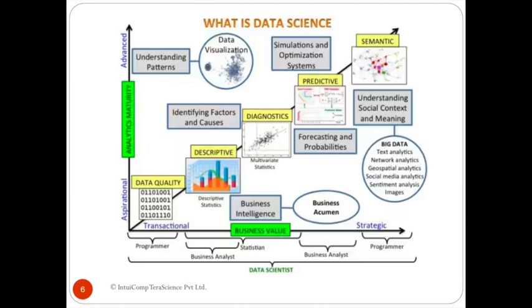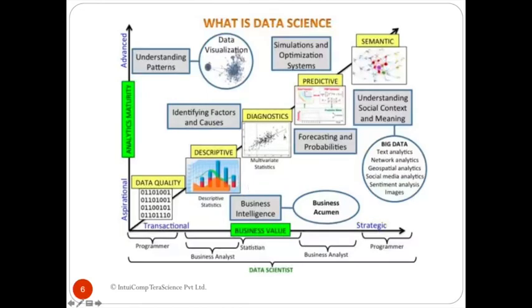Next, let's understand what is data science and what is the implication of a data scientist. So it depends on the programmers and how the programmers take it from the transactional level to the data quality, and then it goes through the descriptive statistics phase, which comes under the job of the business analyst profile. This descriptive stage identifies the factors and causes, and next it goes to the multivariate statistics. This starts with business intelligence, where it becomes a business value. This part is usually taken care of by statisticians and the business analyst.